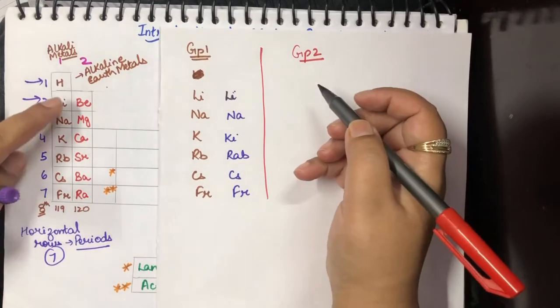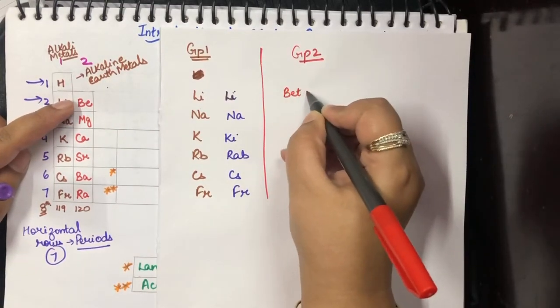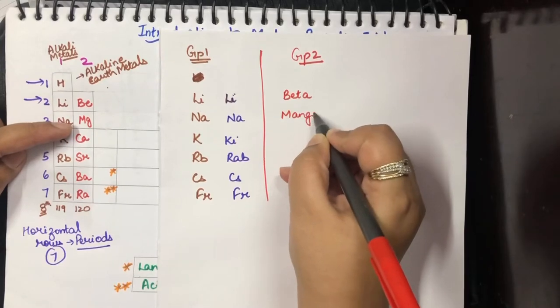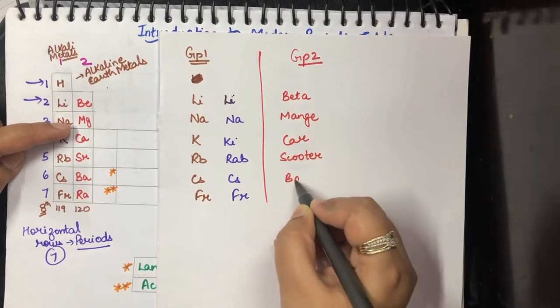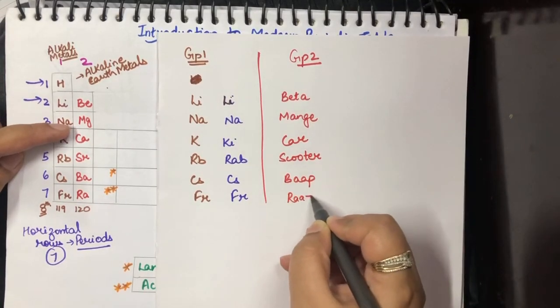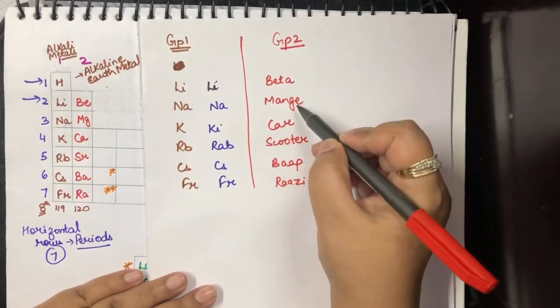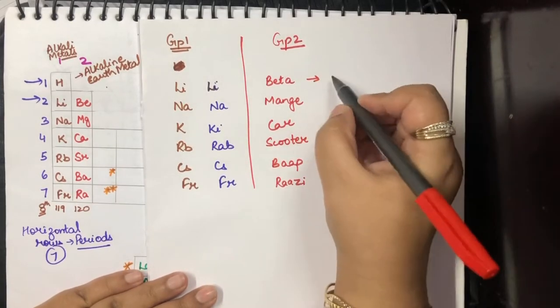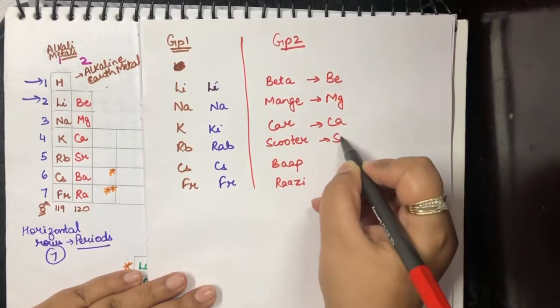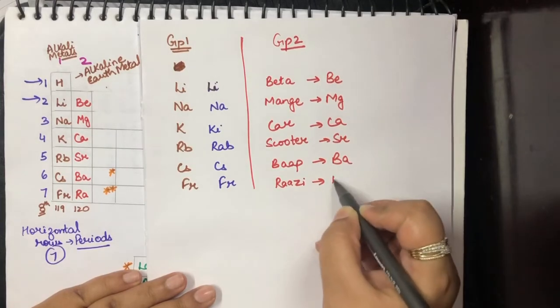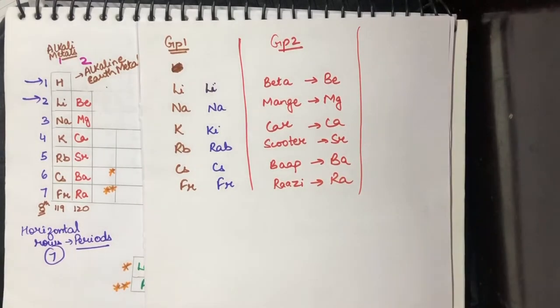So the mnemonic to learn is beta mange car scooter baap razi. I'll repeat it again. It is beta mange car scooter baap razi. And how do you simplify it? It is beryllium, magnesium, calcium, strontium, barium and radium. So if you learn these mnemonics, I think it is going to be a little easy for you to remember which element comes after the other in the group.